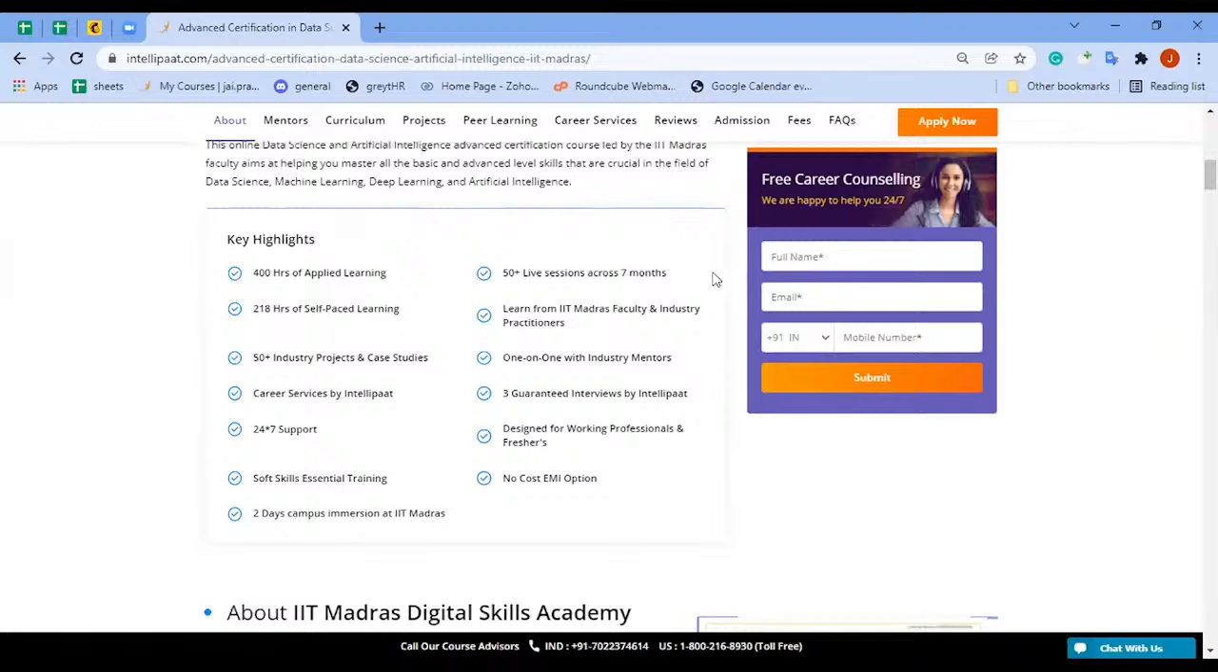You'll be getting 50 plus live sessions in the next 7 months. These are live interactive lectures from the trainers, who are from the industry itself. They carry an average of 10 to 15 years of industry experience, with relevant domain experience of minimum 8 years in data science. 40% of the lectures will be taken by IIT Madras professors, and the remaining by industry experts. So you'll get the best of both worlds: IIT Madras professors, and industry expert trainers like Shivam, who explained an overview of data science, people who have been working in the data science field for quite a few years.